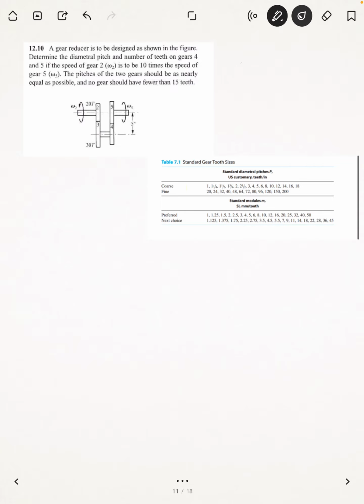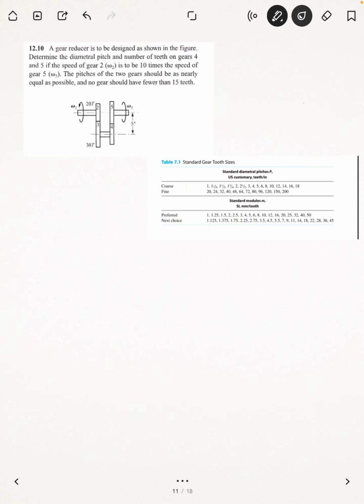Assalamu alaikum everyone. So today we're going to solve some problems from the gear chapter. The book we will be following today is the Walden book, second edition, chapter 12. The book is uploaded in the Google Classroom along with the solution manual. The first problem that we're going to solve today is from chapter 12, exercise number 10.